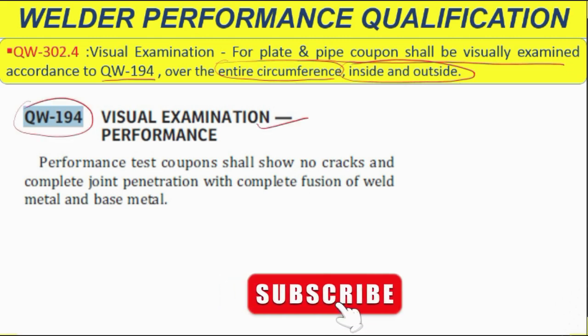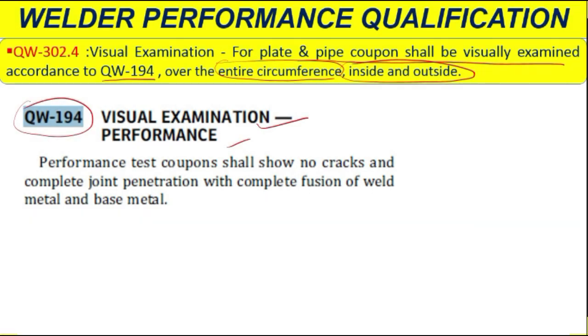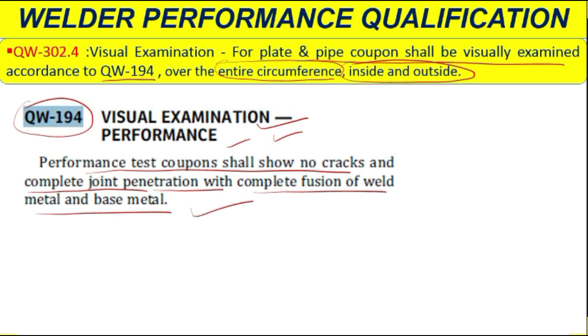Visual examination for performance: the performance test coupon shall show no cracks and complete joint penetration with complete fusion of weld metal and base metal. So there should be complete joint penetration and complete fusion, and there should not be any crack in your visual appearance. So this is the visual examination requirement. Now 302.4 is done.